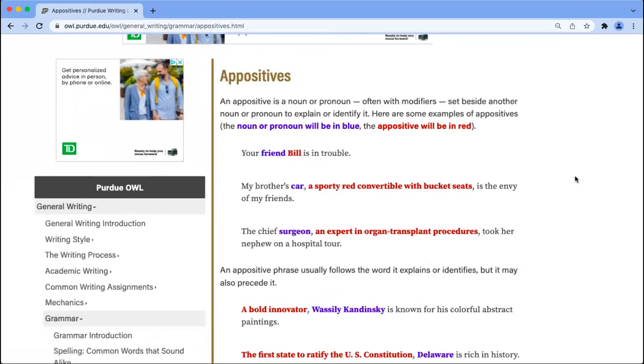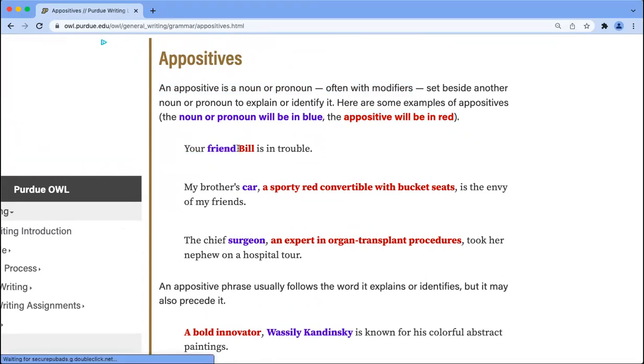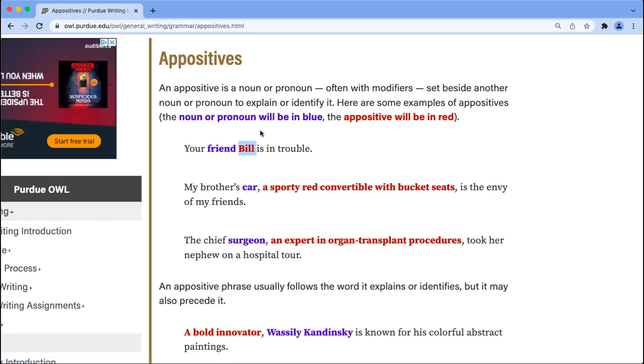So appositives are considered as noun or adjective phrases. An appositive is a noun or a pronoun. Could be one noun, could be a group of words, but there's no verb. There's no subject in the appositive. They are modifying and making the meaning of your noun stronger. So it is a noun or pronoun, and then the appositive will be in red. If I say your friend, friend is the noun, Bill is the appositive. So Bill and my friend, they're the same people, is in trouble.